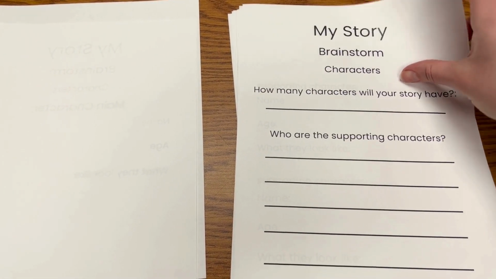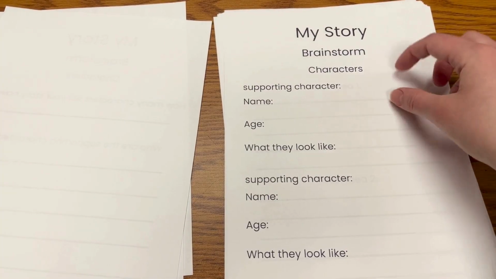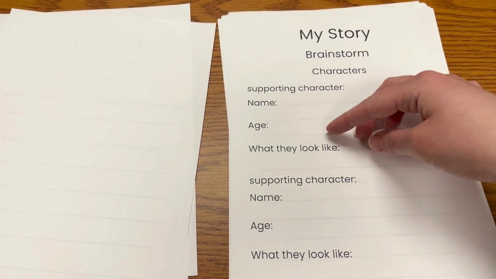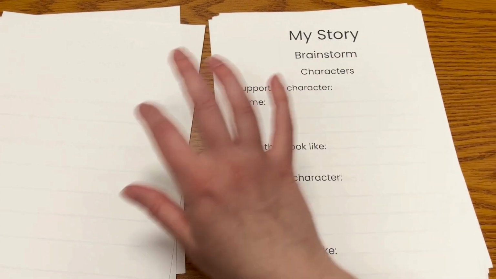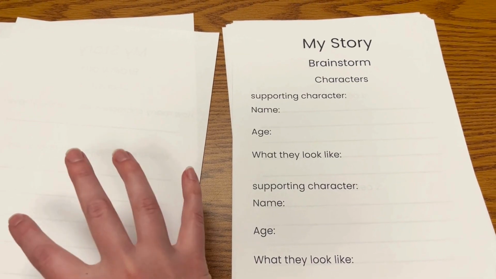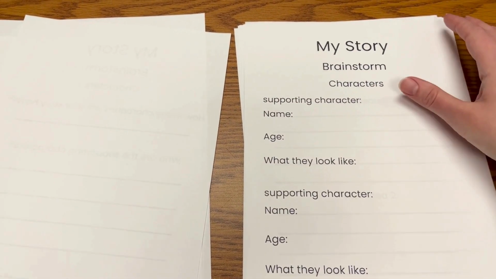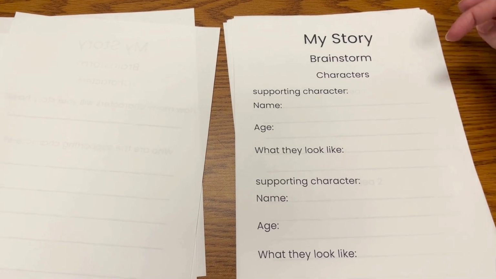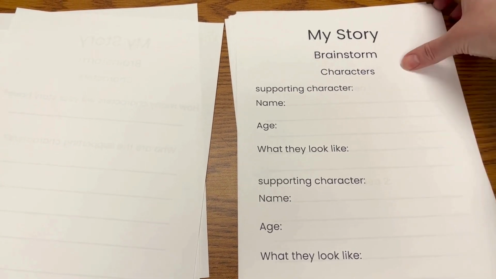And just to have them start thinking about that, you can make multiple copies of this page if needed. The supporting characters: their name, age, and what they look like. I made them smaller and 2 to a page because I wanted to differentiate between the main character and the supporting ones, to show that they're not the main character. But if they have more than 2, obviously you can print this page multiple times.